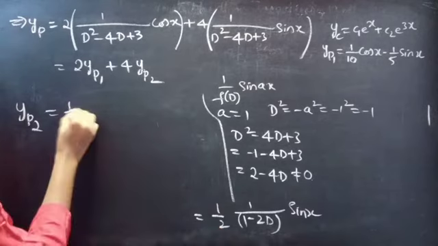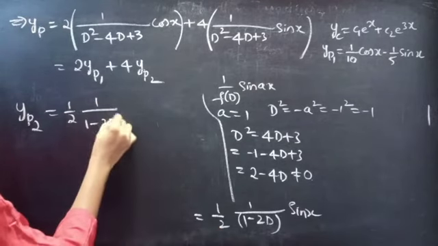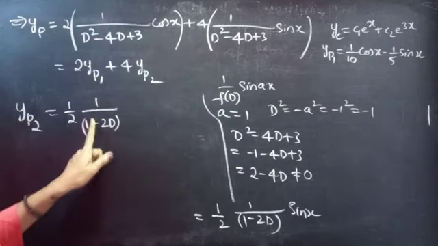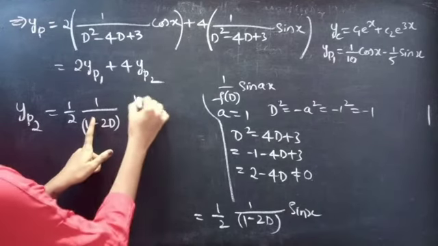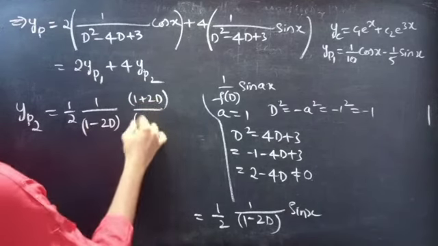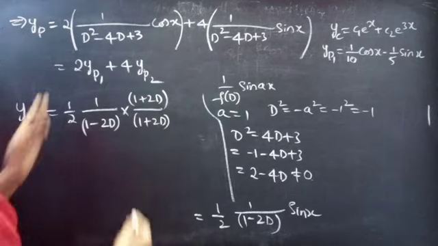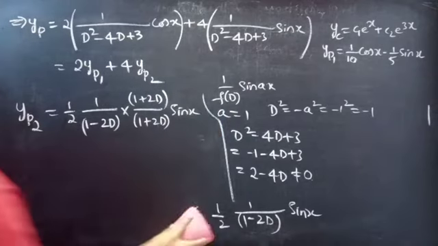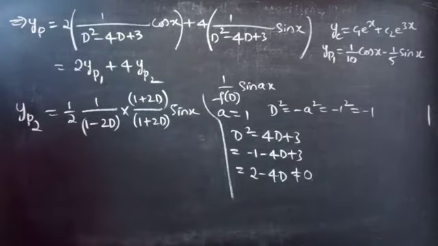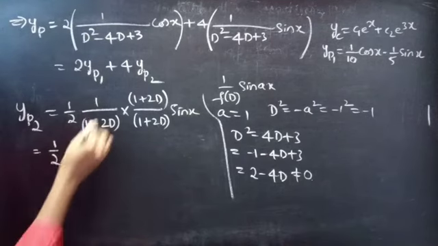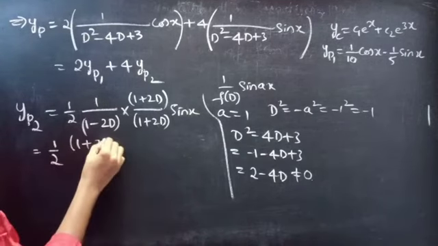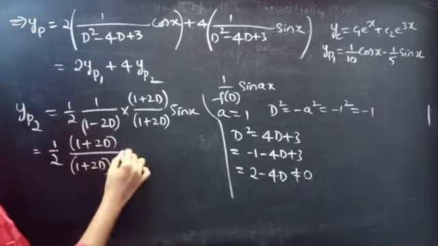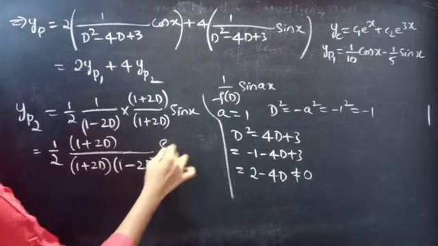This becomes 1 by 2 into 1 by 1 minus 2D. See, here we are having the fraction 1 by 1 minus 2D. If you change this minus to plus, you'll get 1 plus 2D, right? Let's multiply and divide this fraction by 1 plus 2D, into sin x, which is equal to 1 by 2 into (1 plus 2D) by (1 minus 2D)(1 plus 2D) into sin x.